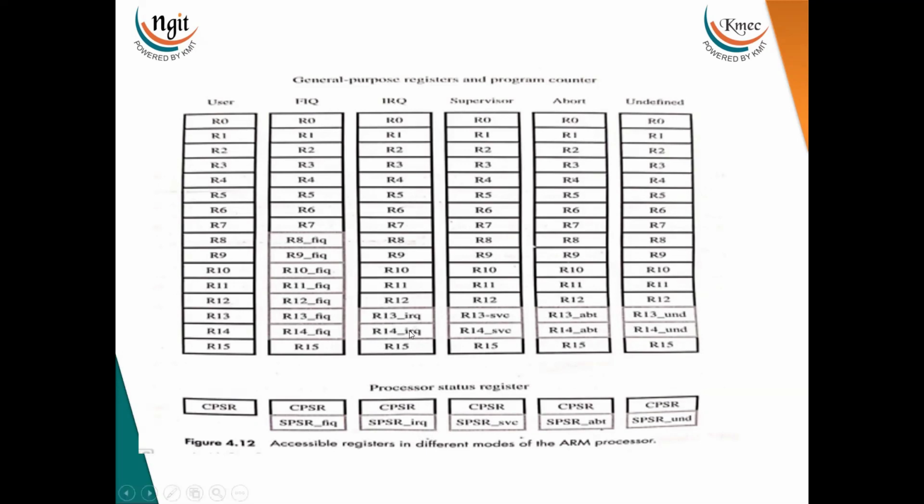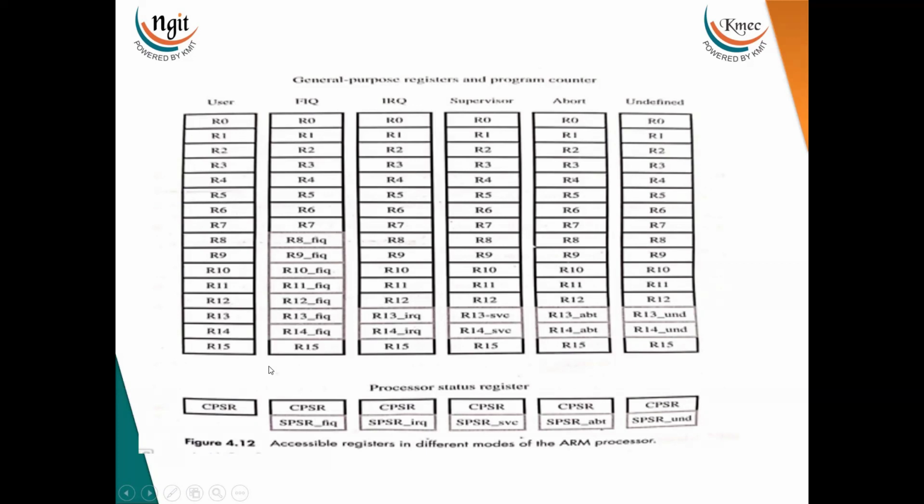Now here, in all the modes, registers 13 and 14 are reserved for that particular mode. Now coming to the FIQ, R8 to R12 are also reserved. Banking registers are there for the FIQ. What does that mean? I will explain this later. Now, this is the CPSR. Along with this register, one CPSR register is there in the user mode. Coming to the other modes, along with the CPSR, they also have the SPSR register. Now, when the interrupt occurs, what happens inside the microprocessor?